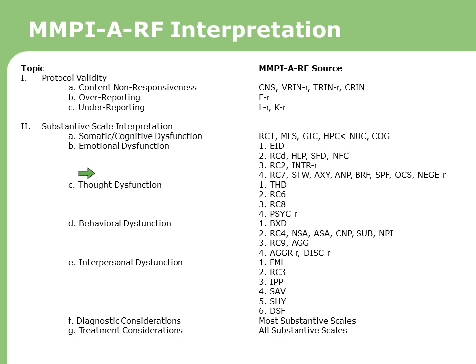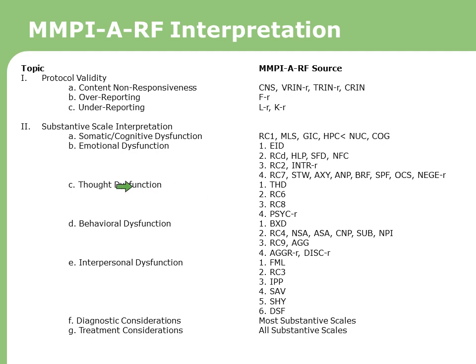a series of domains: the 3 higher order scales, emotional dysfunction, thought dysfunction, behavioral dysfunction, and 2 other domain areas, somatic cognitive dysfunction and interpersonal dysfunction. And within each domain, as we move over to the right, we get to hierarchical levels, a movement across hierarchical levels within that domain.